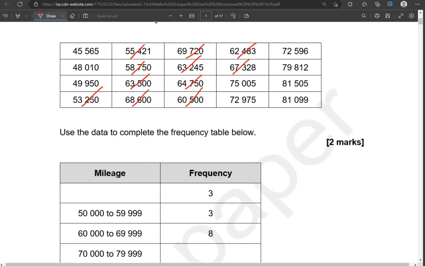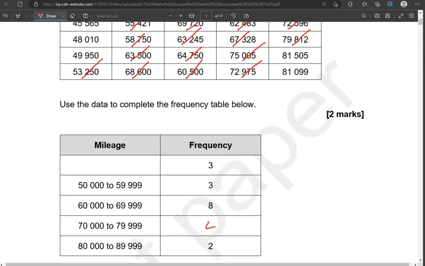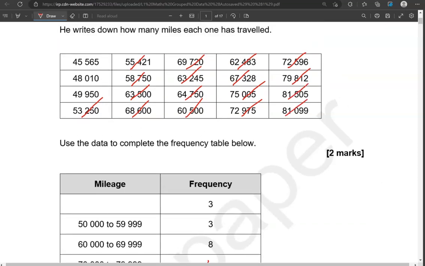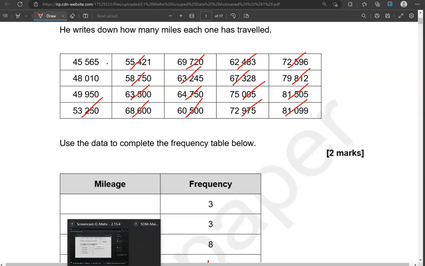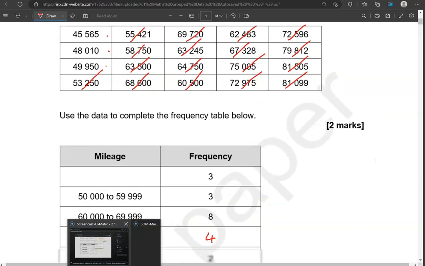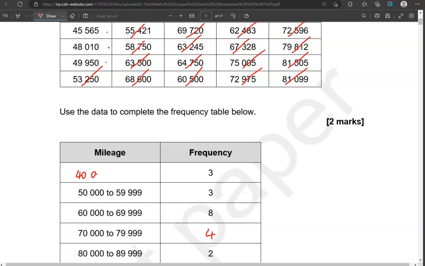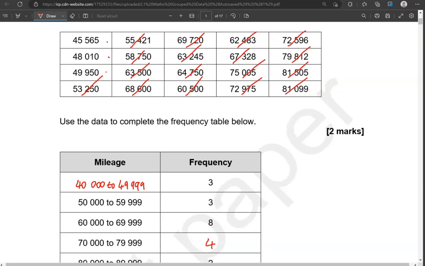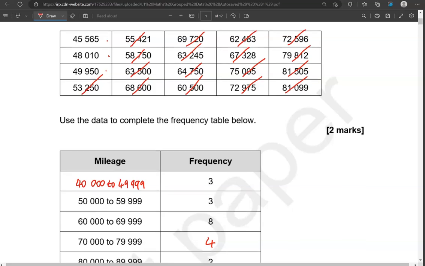70,000 to 79,999. Then we have 1, 2, 3, 4. 80,000 to 89,999. That's the 2 there. And which ones haven't been crossed out? We've got 1, 2, 3 of them. So that confirms that it is 40,000 to 49,999. Because we've got them all between 40,000 and 50,000, or 49,999 to be more precise.